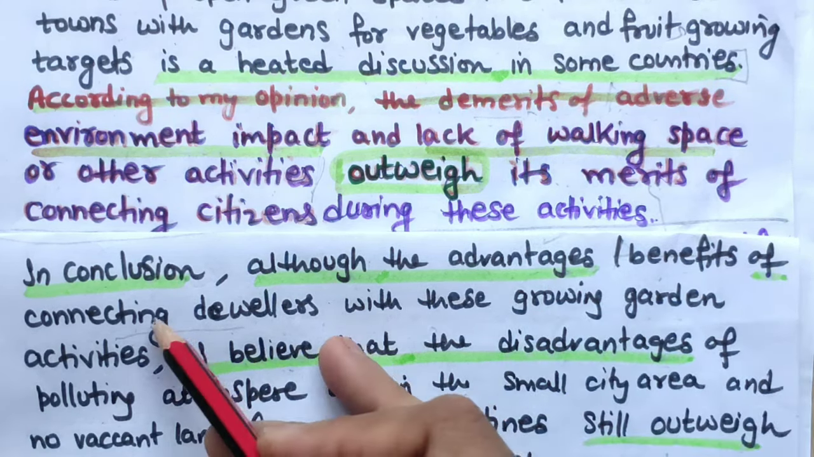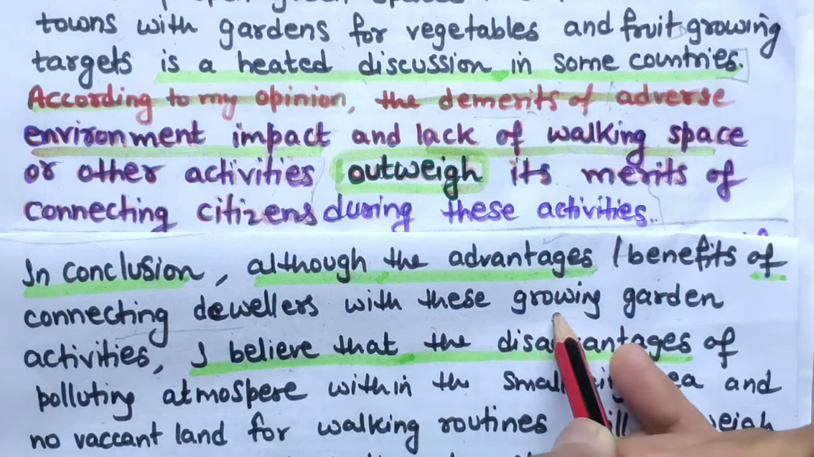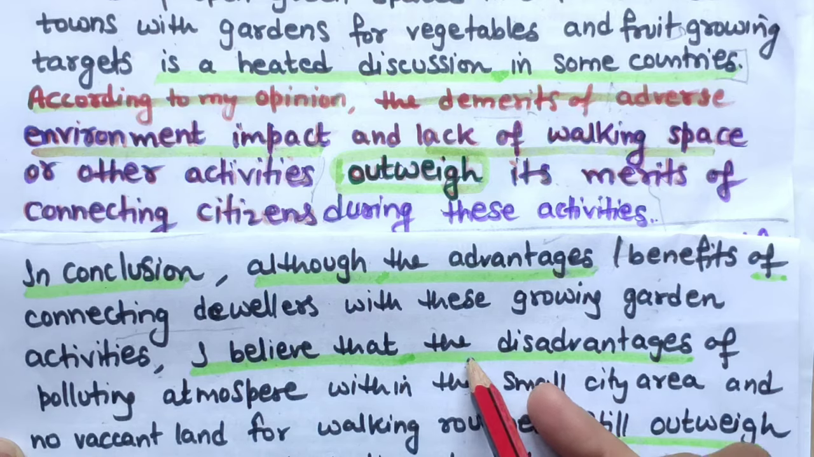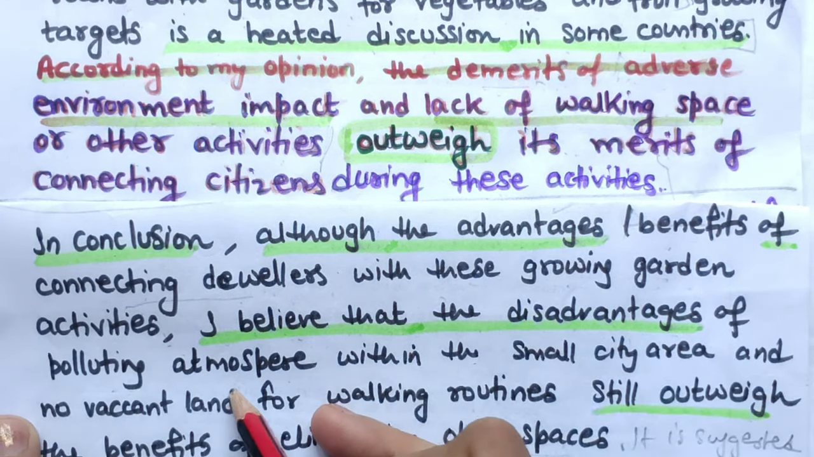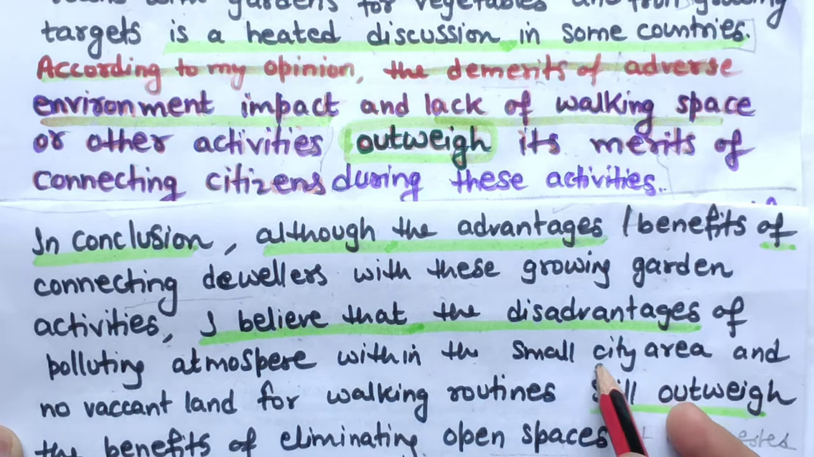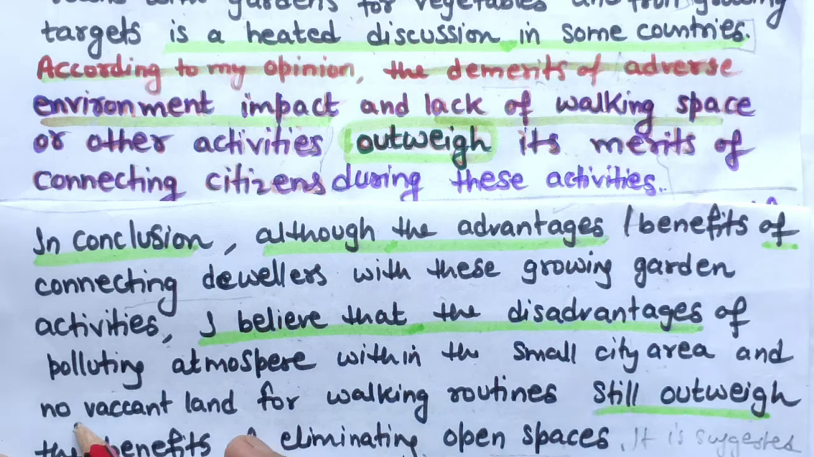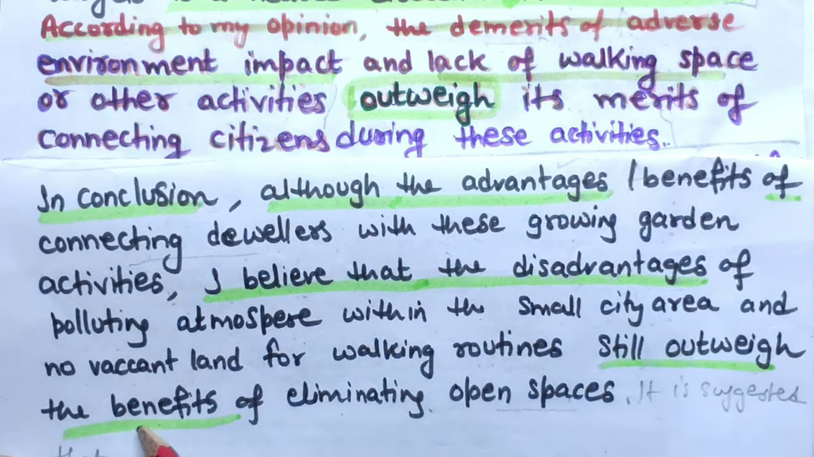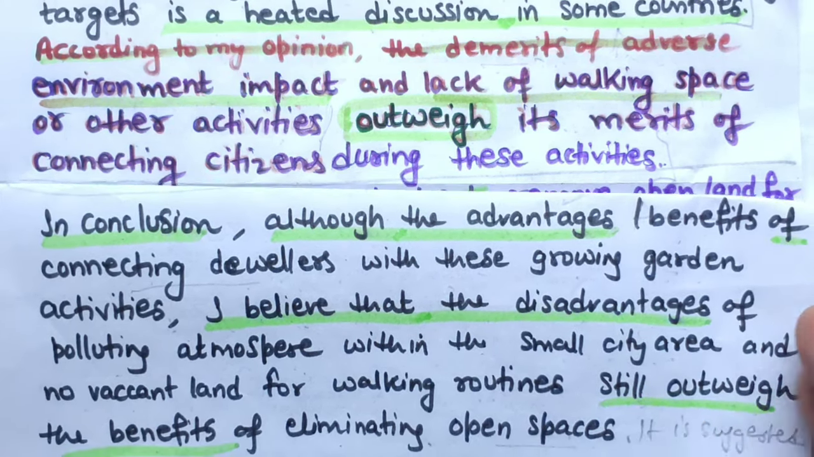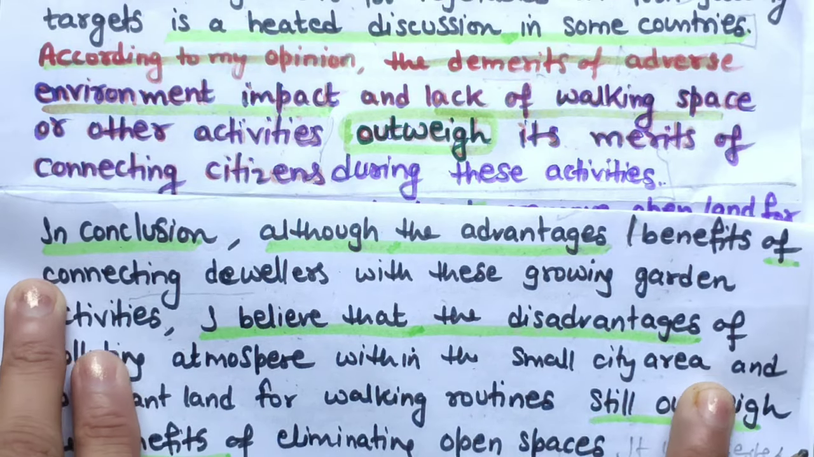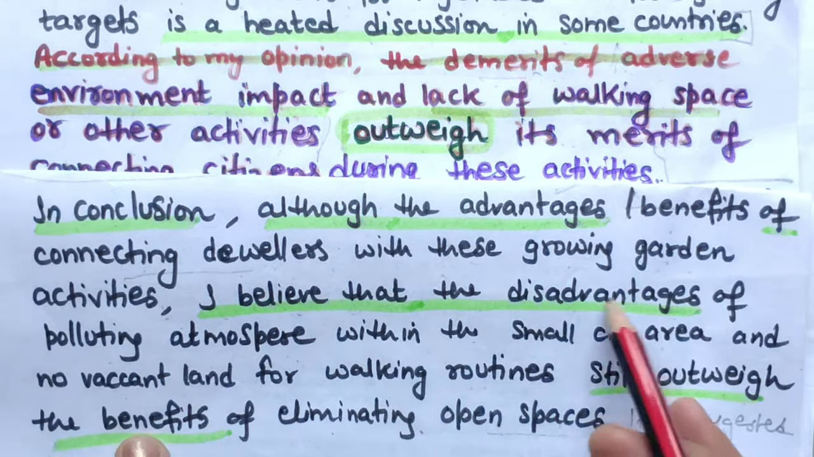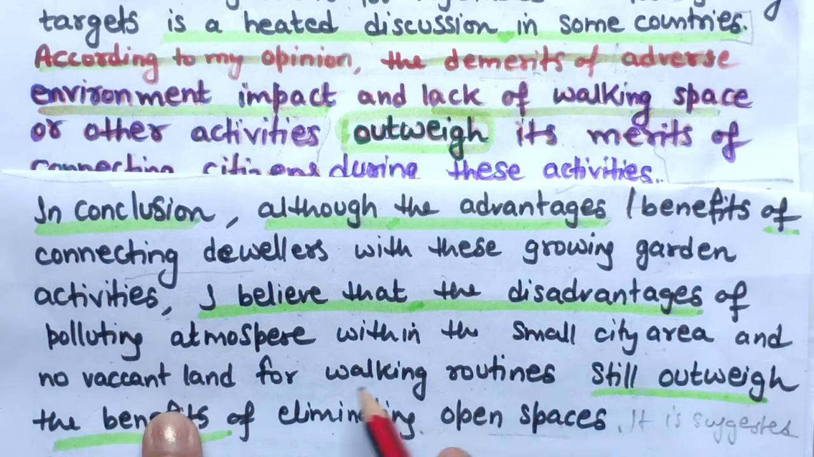Although the advantages of connecting dwellers with these growing garden activities, comma, I believe that the disadvantages of polluting atmosphere within the small city area and no vacant land for walking routines still outweigh the benefits of eliminating open spaces. Okay, see this. How I have written, only just paraphrase the thing. Demerits of this and this outweigh its merit. So here I believe that disadvantages of this still outweigh.